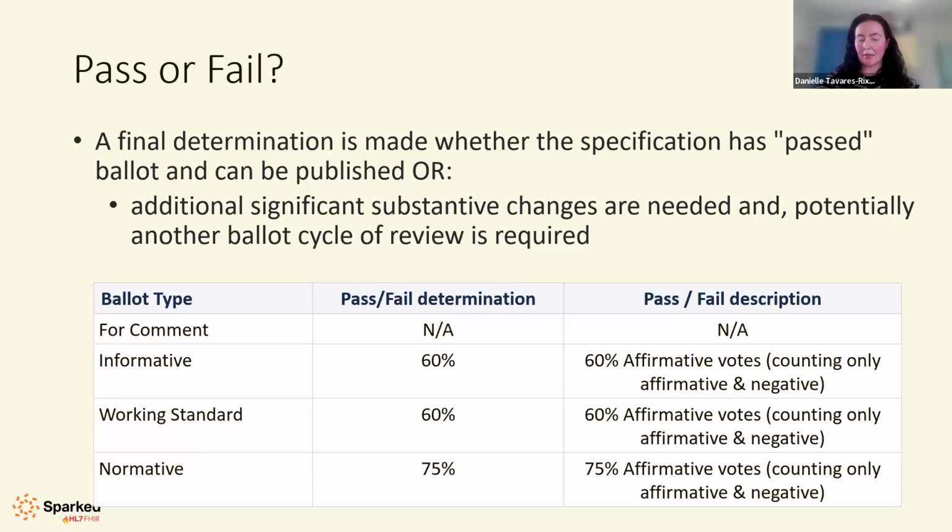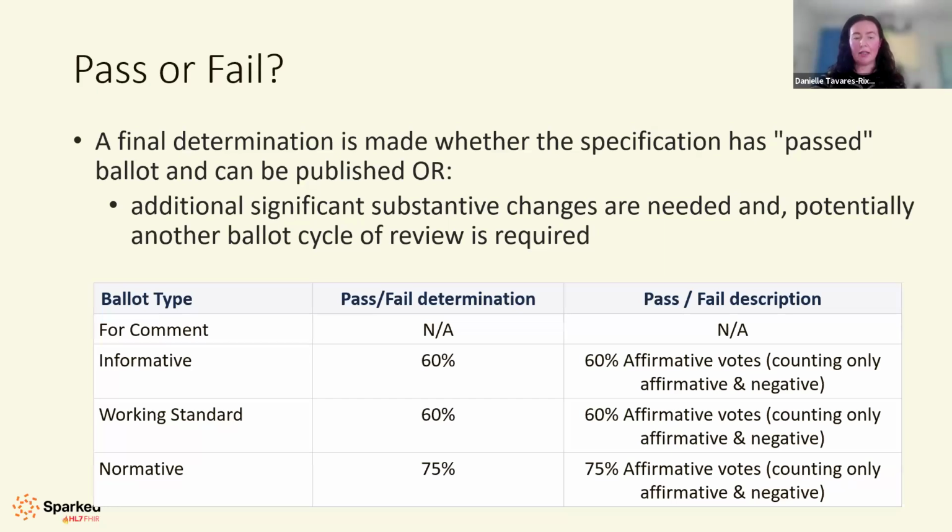And by 60%, that means 60% affirmative votes. Noting we're only counting affirmative and negative. We're not counting no vote, and we don't count abstain. So if 60% between the affirmative and negative votes is affirmative, we have the authorization to publish AU Core R1. And that's what we're looking for.